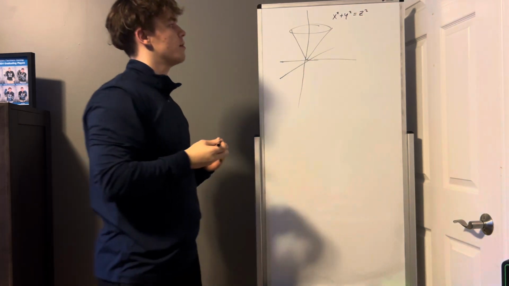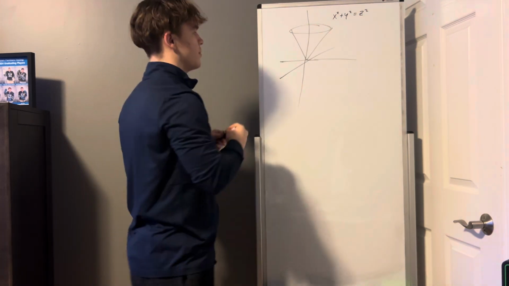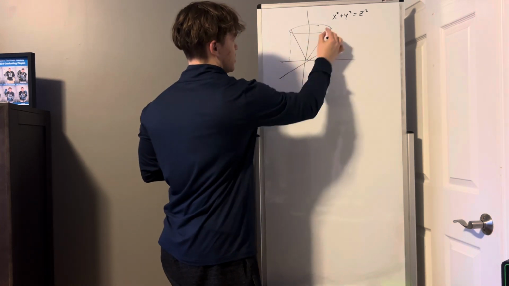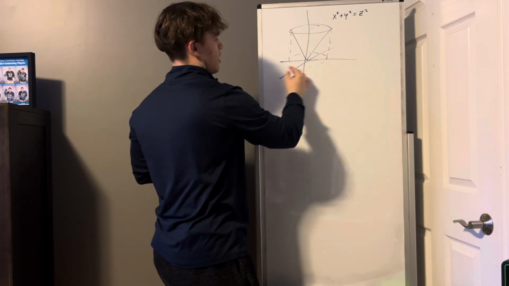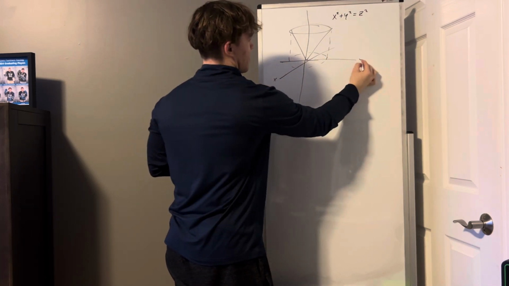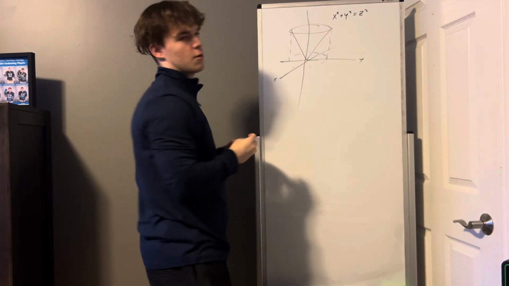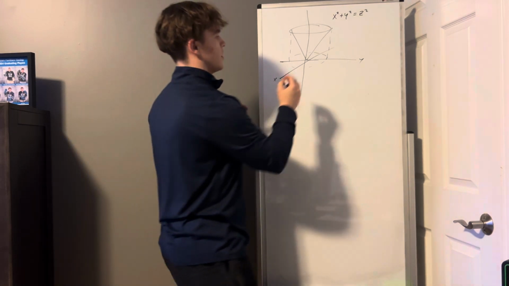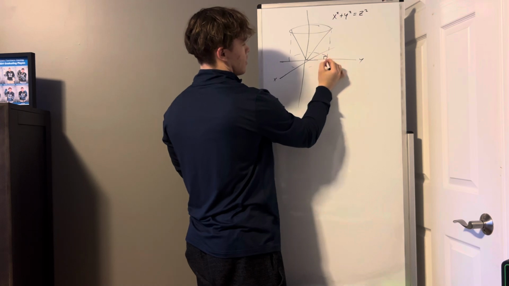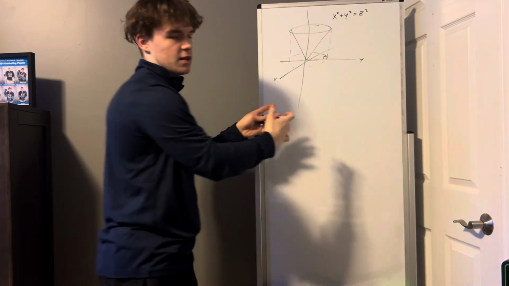And so where this comes from is the x squared plus y squared basically make this circle that we see here that comes down onto the x and y areas. And the z squared, you can think of that as almost like a triangle, because we have our right angle triangle coming off of these projections down.